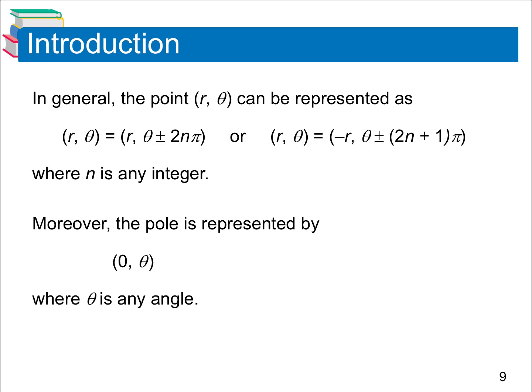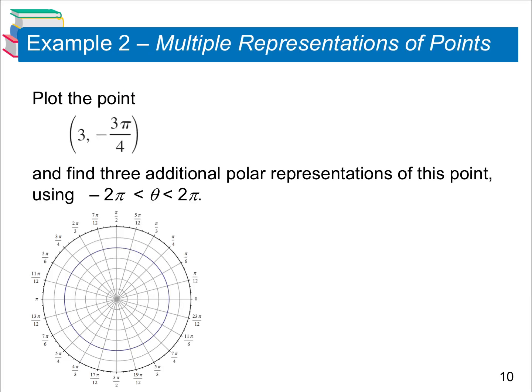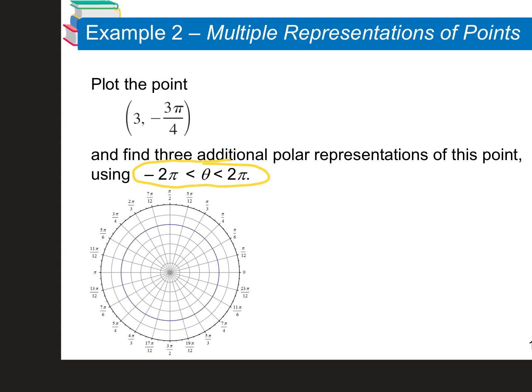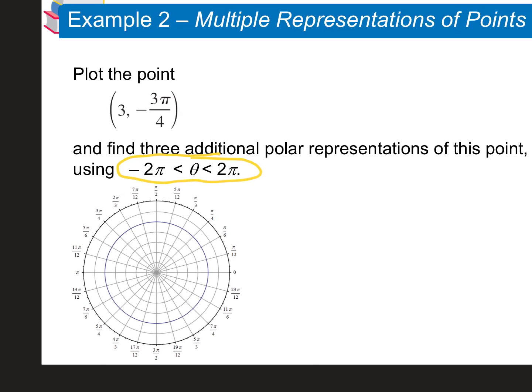Let's look at this again. In general, if you want to go one whole circle around, you're going to add 2 pi, if you want to keep your r positive. If you want to go halfway around and make your r negative, then you go half of a circle away. So let's talk about that for a second. I have the point 3, negative 3 pi over 4. There's a bunch of different ways that we can find additional points for this. And this little constraint here is going to give us a little bit of a hiccup that we're going to have to talk about.